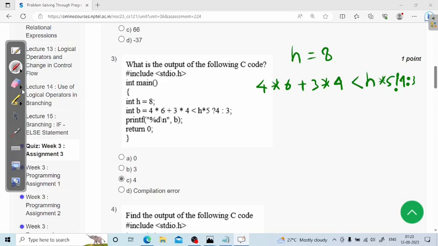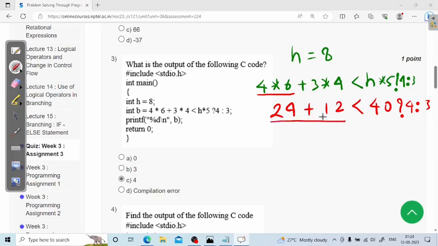Clear, guys? In this, if you look carefully, we have multiplication as the highest precedence. So we'll first solve all the multiplication sections. Here it is 4 6s are 24, here it is 4 3s are 12, then we have less than, then h into 5, h means 8, 5 8s are 40, and then we have this 4 colon 3. After that, the precedence of the plus operator is more, so we'll first add it.